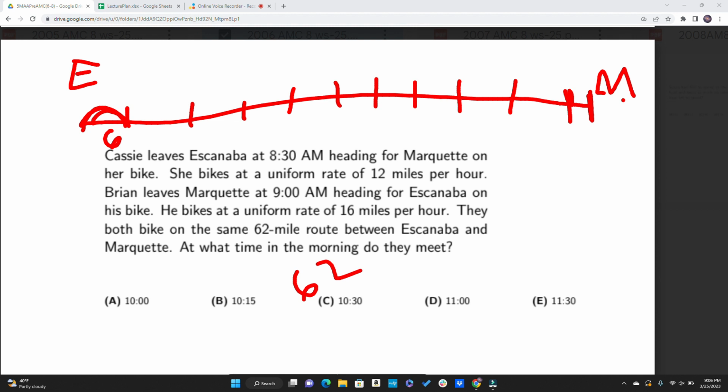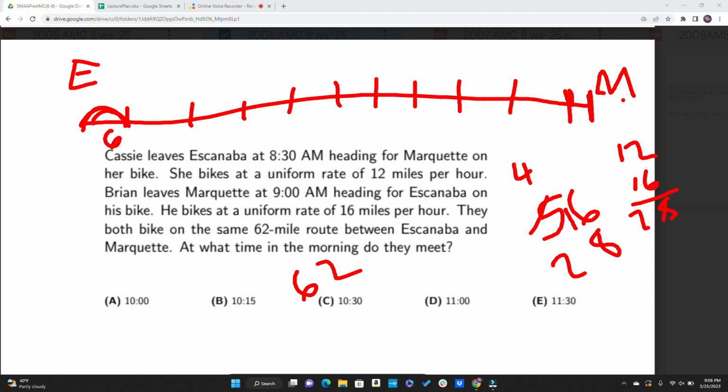So now at 9 o'clock, they're going to go for an hour. They've got 62 minus 6, that's 56 miles between them. Cassie's heading toward Brian at 12 miles per hour, and Brian's heading towards Cassie at 16 miles per hour. So combined, they cover 28 miles in an hour. 56 minus 28 leaves 28, so after an hour, they're still 28 miles apart.